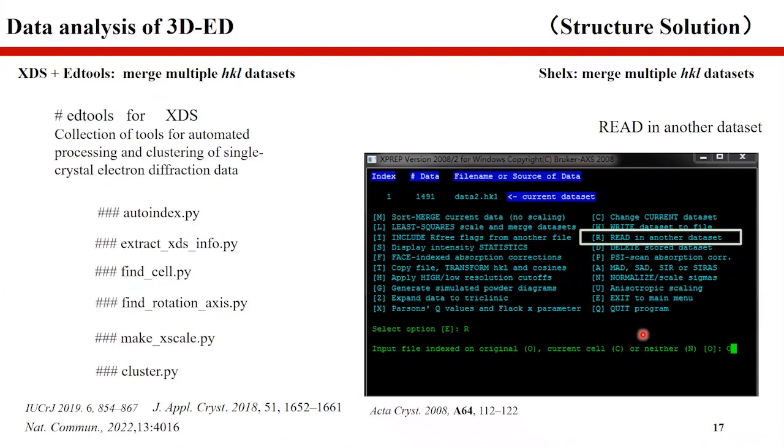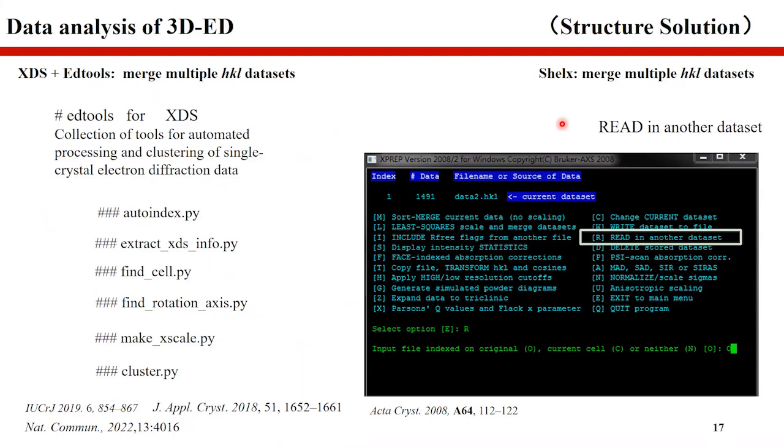Another aspect for the data analysis is about the data completeness. Data completeness is also important for the structure solution. Owing to the limited angular range of every 3D ED dataset, it will be helpful to merge multiple data sets to produce better data quality. And we recommend two methods to merge the different data sets. Firstly, is the additives. By the combination of the additives and the XDS software, we could merge the data before analysis.